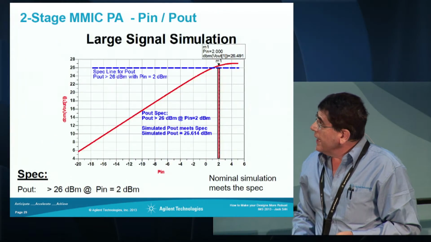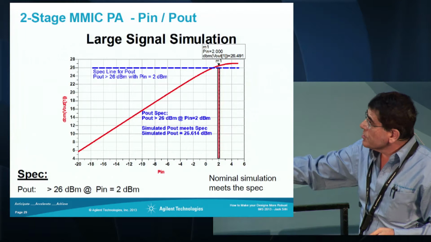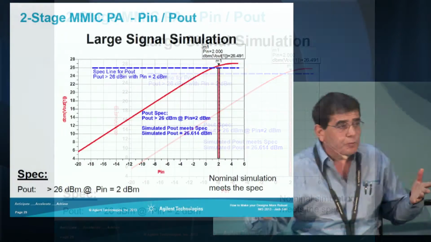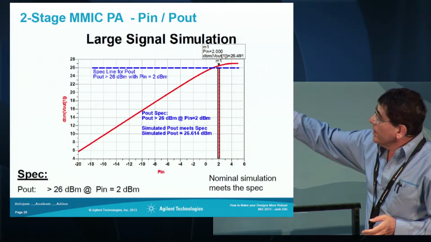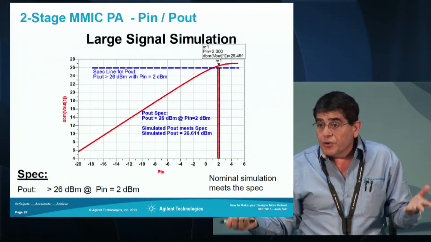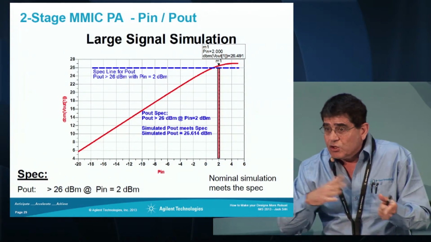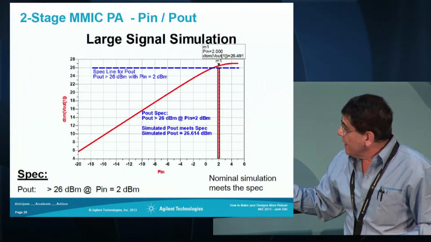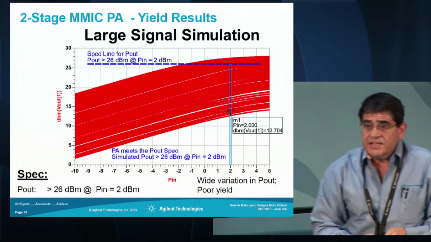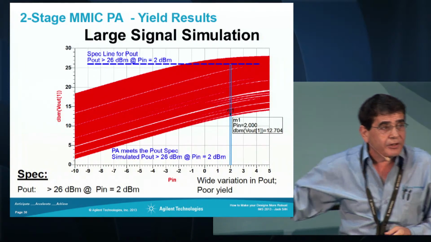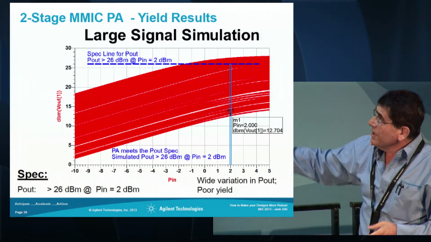And I simulated P-in, P-out, and it looks really nice. It's very linear here, compressed very smoothly, and I meet my spec of over 26 dBm output power. So the nominal simulation looks really good. But then I ran Monte Carlo analysis, varying all the components by plus or minus 5%, and I wanted to see the results. And guess what? This is what I got. This is the Monte Carlo simulation, and you can see how wide the variation is and how many failures I have here. Now, what do I do?